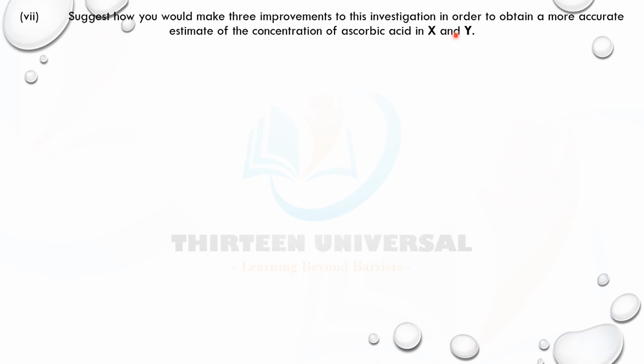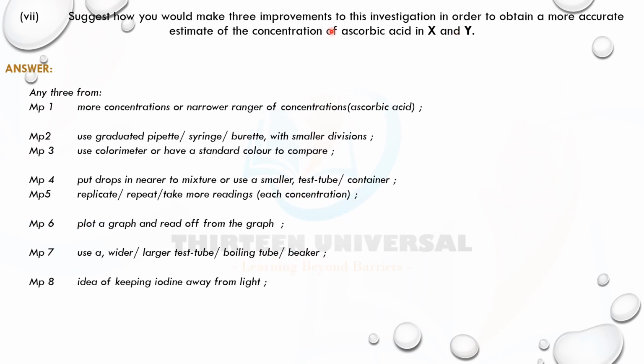Now for color measurement, you can use a colorimeter. Or of course, we use a wider range. If you use proportional dilution with a wider range, you can use a narrow range of concentrations. Of course, the pipettes can be changed, because using graduated pipettes gives us better values.